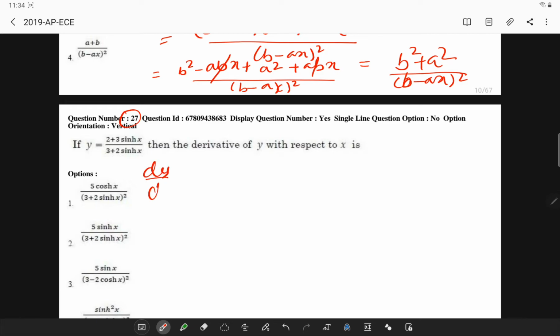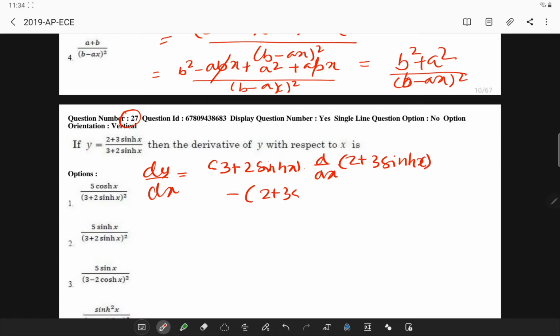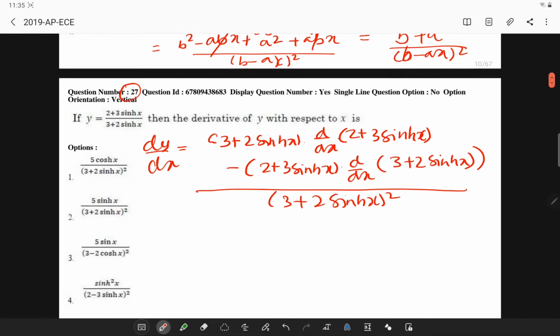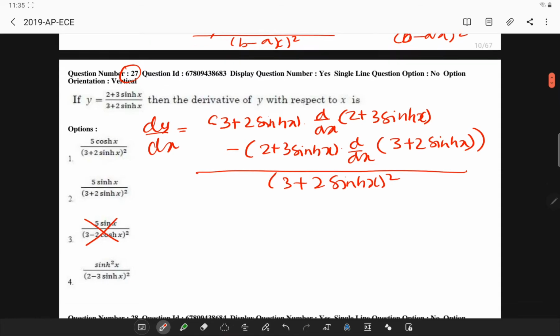So dy by dx is nothing but (3 plus 2 sinhx) into d by dx of (2 plus 3 sinhx) minus (2 plus 3 sinhx) into d by dx of (3 plus 2 sinhx), divided by (3 plus 2 sinhx) whole square. So from the options you can exclude this third option.